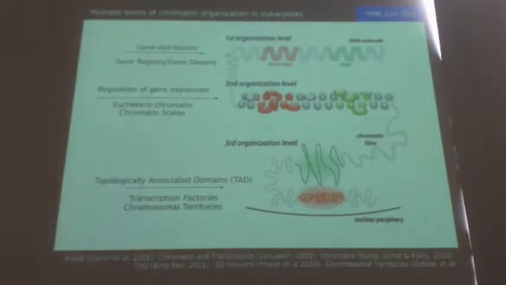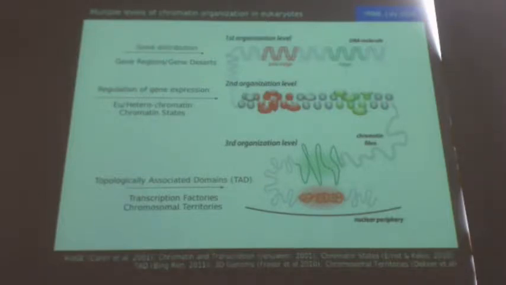So, if one looks at the DNA within the nucleus, within the eukaryotic nucleus, you can see various levels of organization. So one can start with its linear view, where you can have genes, intergene spacers, regions that are dense in genes and regions that are gene deserts, regions that are highly transcribed and regions that are not so much transcribed or not transcribed at all.